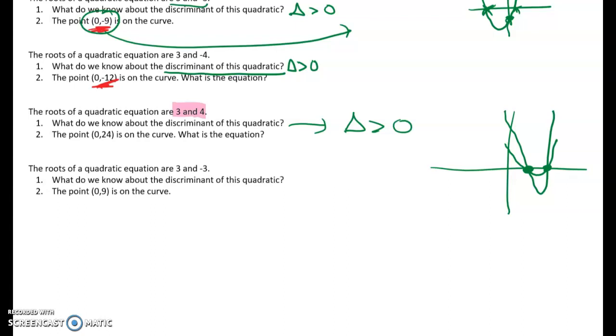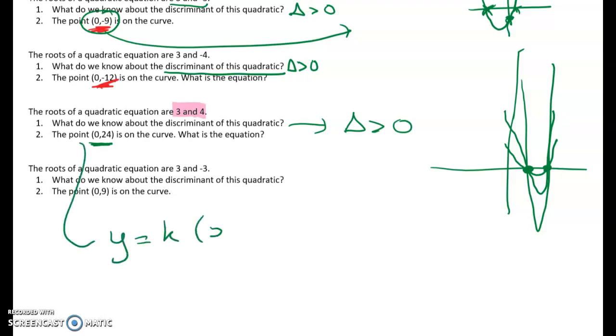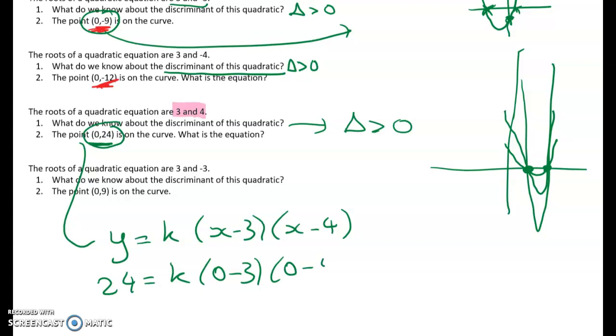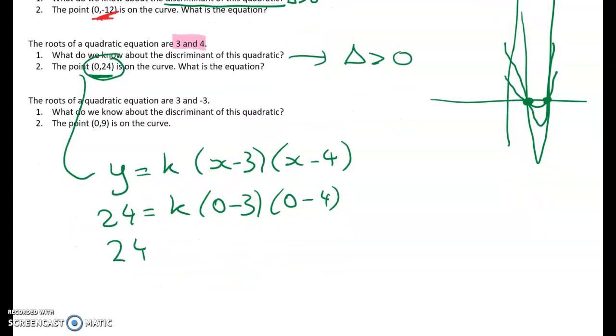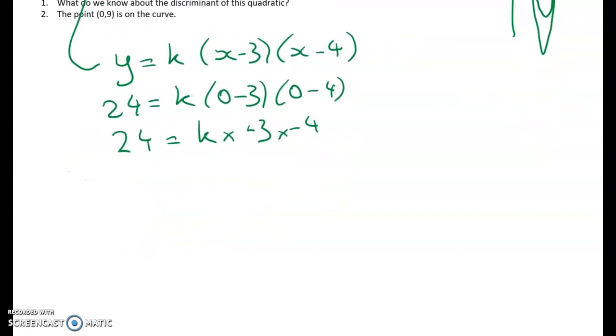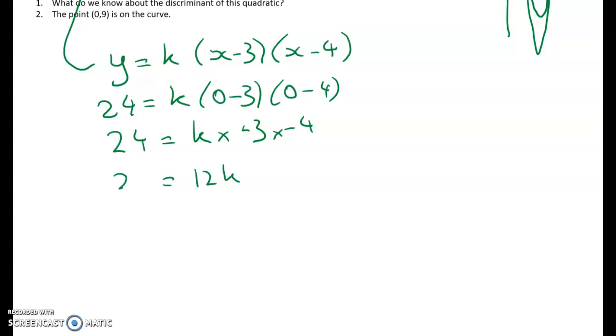So because we know the roots and we know that it's a parabola, we kind of know the shape, but we don't know how stretchy or squeezy it is, right? So we need to have this point here to tell me the scale factor. So this equation will be y = k(x - 3)(x - 4). But this time when we do our substitution, we're going to get 24 is equal to k times (0 - 3) times (0 - 4). So 24 is equal to k times -3 times -4, and that equals 12k. 24 is 12k, so k is equal to 2.